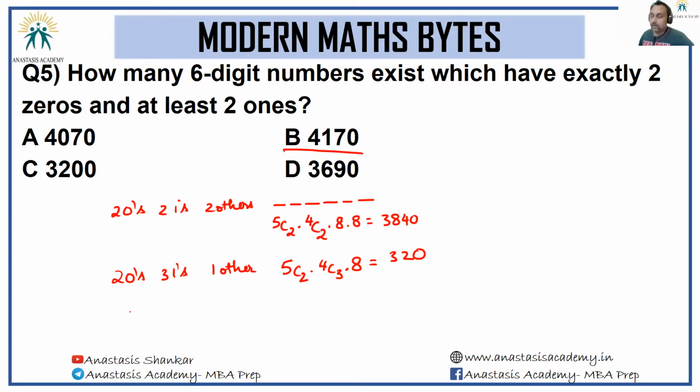But in case you are looking for comprehensiveness, last case would be 2 zeros and 4 ones. You only have to select the spots for zeros. You can do that in 5C2 ways, which is equal to 10. So when you add these 3 numbers up, you will reach a total of 4170. Answer is option B. That will be all for this episode.